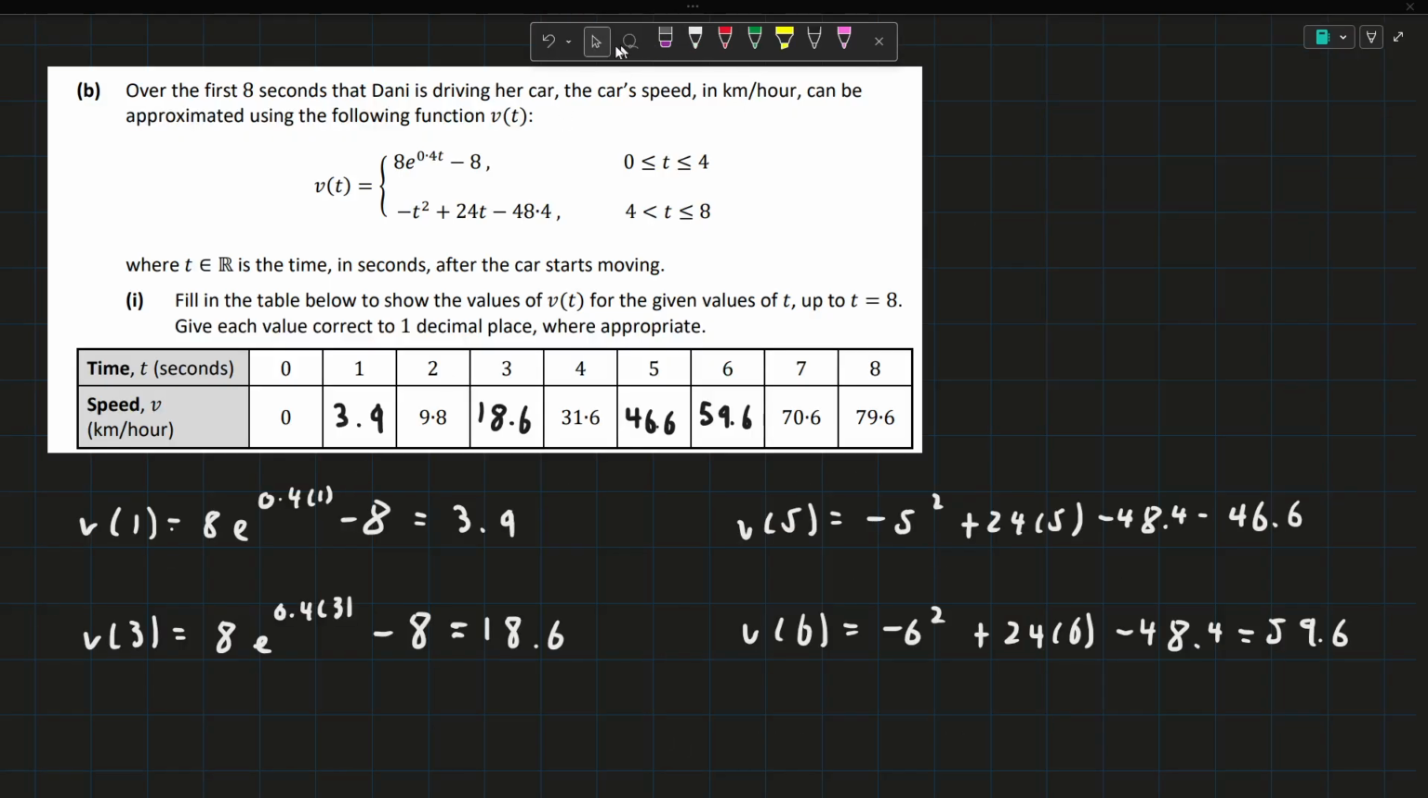So for the next part, we're given a piecewise function and we're asked to fill in this table. Basically, when t is between 0 and 4, including 4, we use this function, and otherwise we use this function. So we have to fill in 1 and 3. For that, we sub in 1 and 3 to this first function, and we get these answers, which I filled into the table. Then for 5 and 6, we use this function, because that's for when t is between 4 and 8, but not including 4. And we get these answers, and they're also rounded to 1 decimal place.